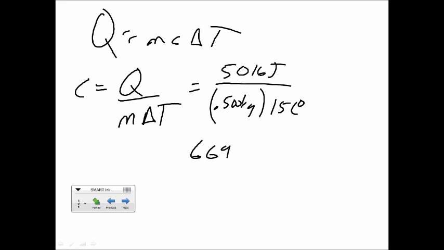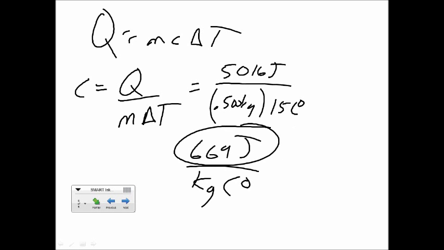Now, remember our units on this. Joules per kilogram per Celsius degree. And I want you to know what those units mean. That means it takes 669 joules of heat, of thermal energy, to take 1 kilogram of whatever this is and heat it up by 1 degree Celsius. Or, if we put a negative in front of this, cool it off by 1 degree Celsius, right?